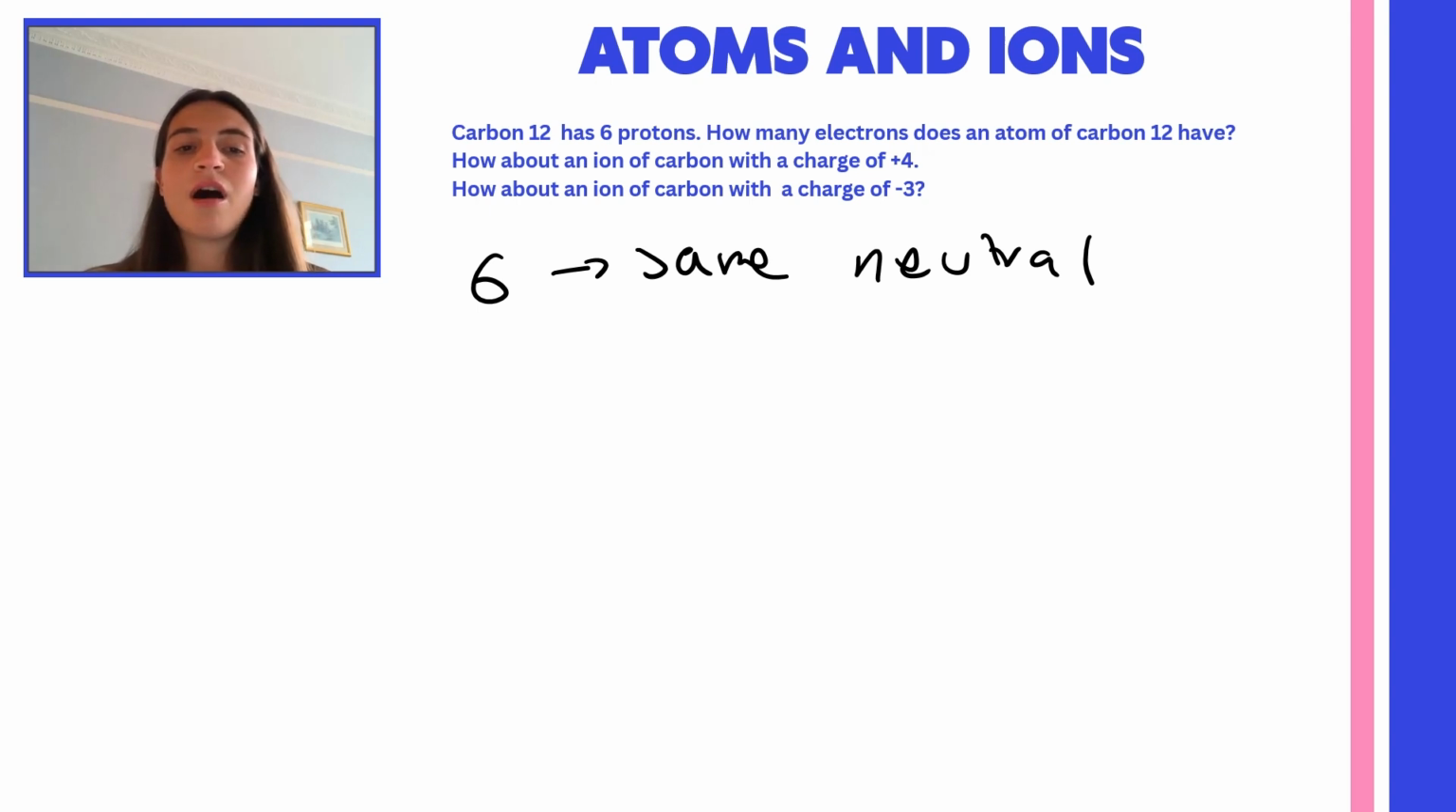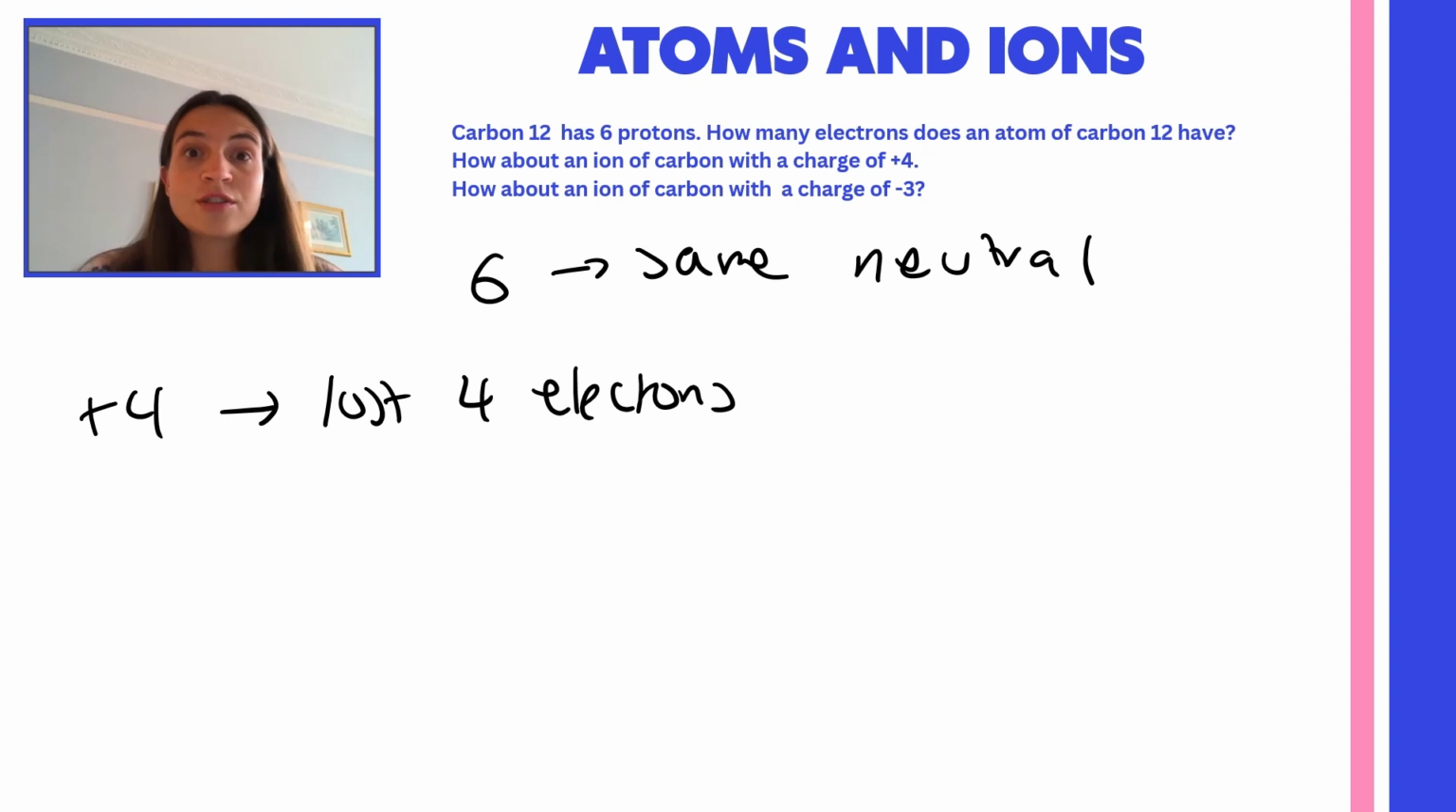And how about an ion of carbon with a charge of +4? Don't get confused here. +4 means that you have lost 4 electrons. You can think about the electrons as your worries, if you like, to help you. When you lose them, you become more positive. So if I lose them, I get a charge of +4.